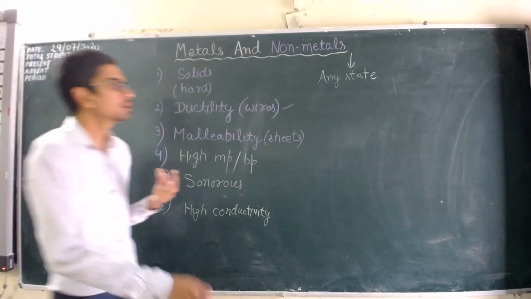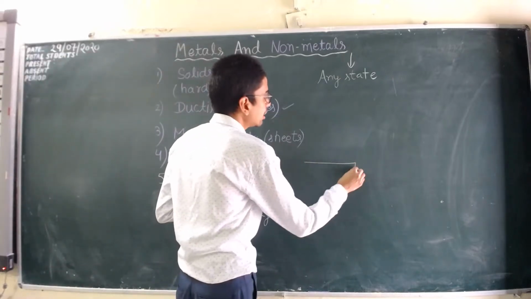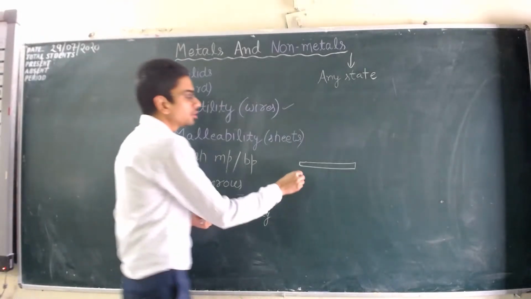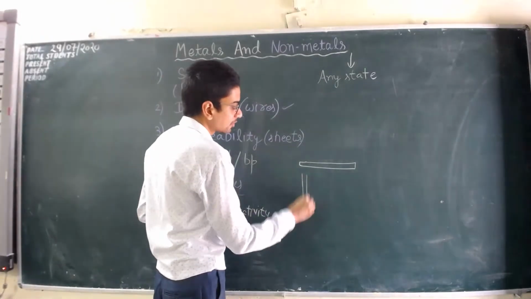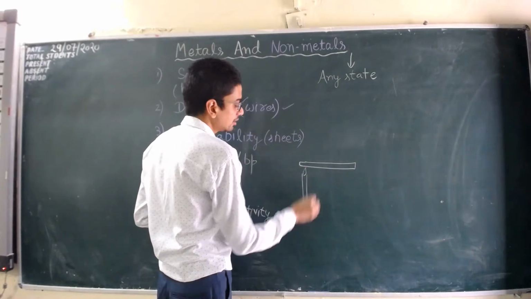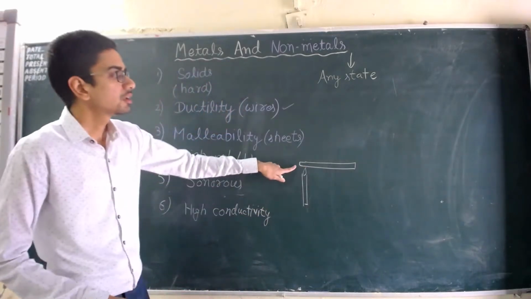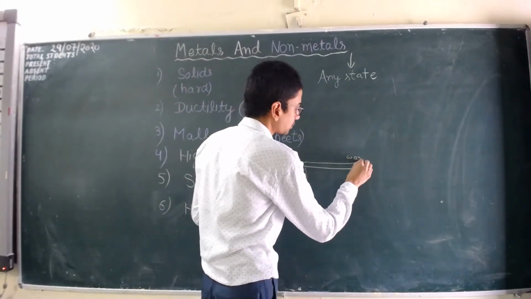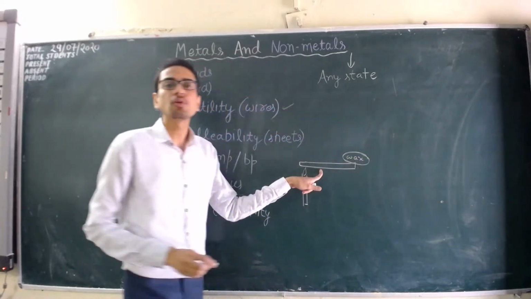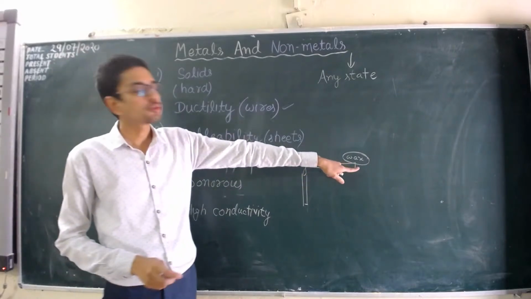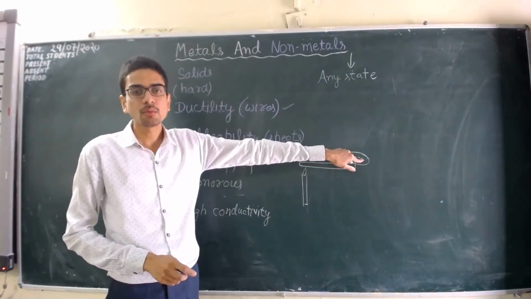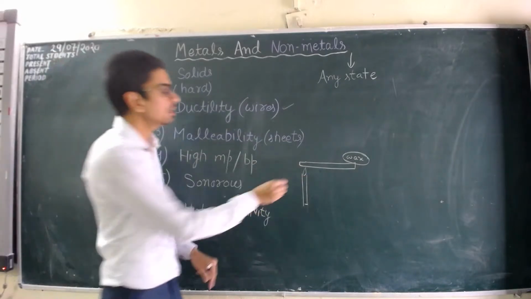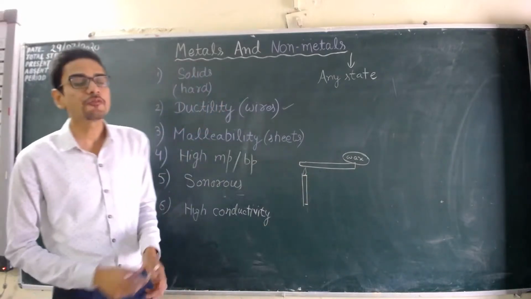For example, this is a metal rod, and you start heating it. On one end of the metal rod you put some wax, or a candle. What happens after some time?